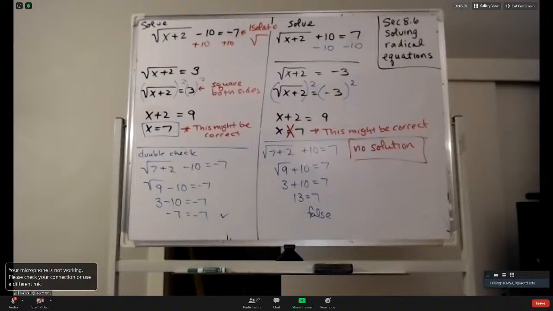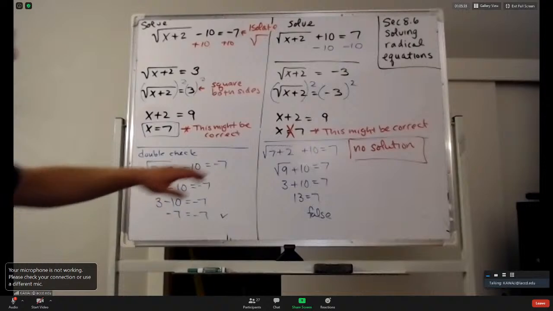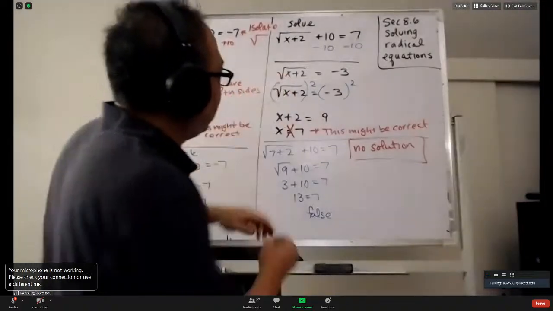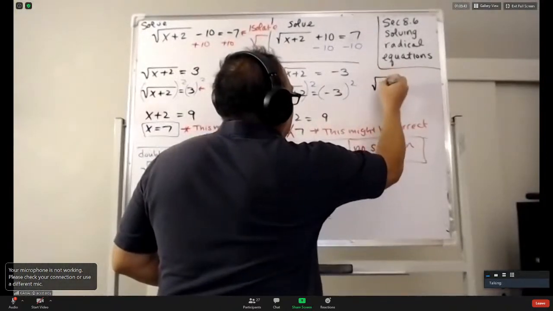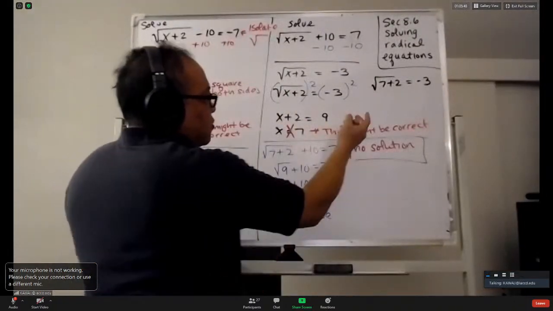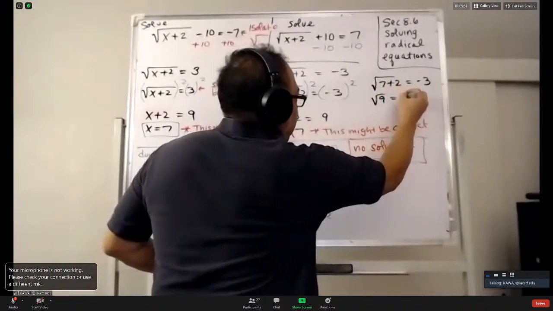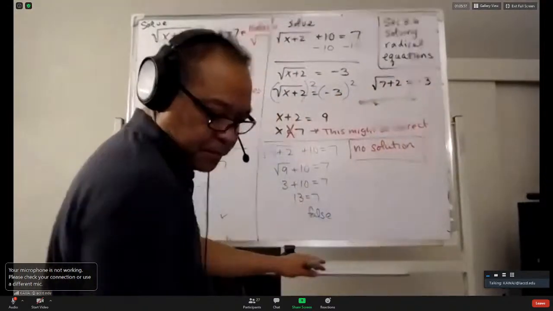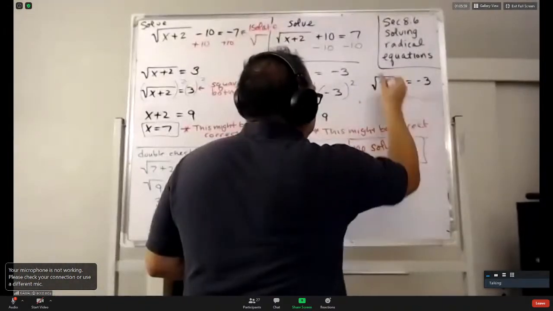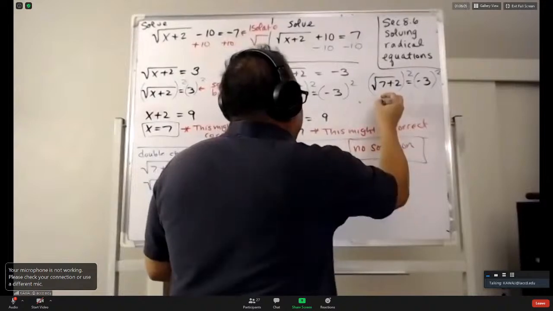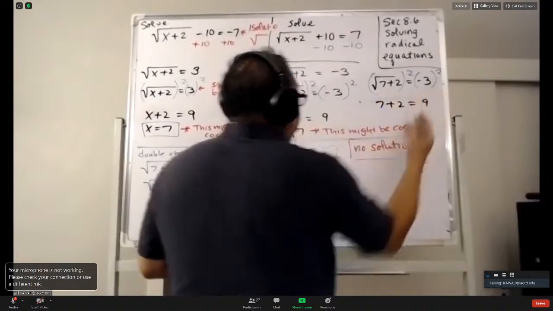So the question is, what's the difference between these two? I thought they look almost identical. And the difference is over here. See, if I were to plug in 7 over here, that's not true. Square root of 9 is not equal to negative 3. But what happens is when we square both sides over here, we end up with 7 plus 2 is equal to 9, and that's true.